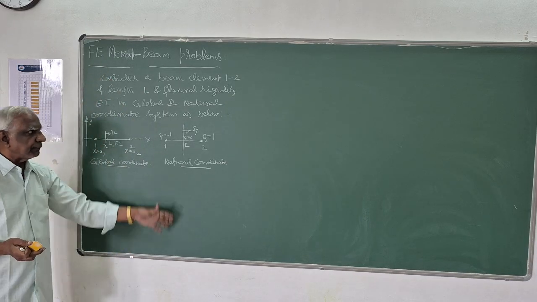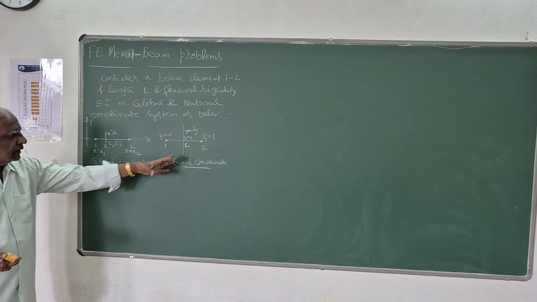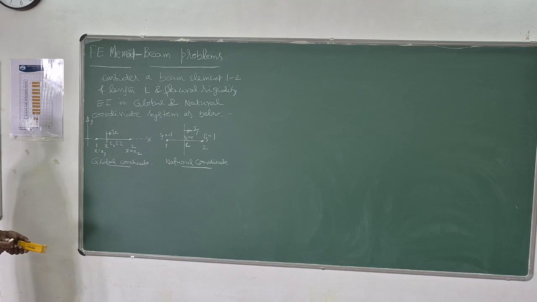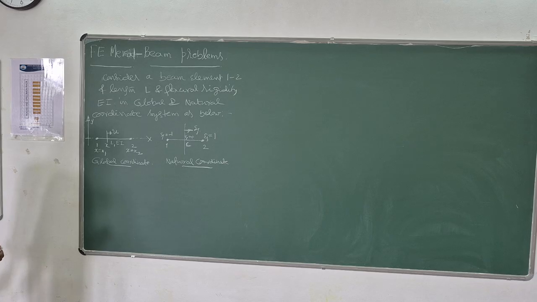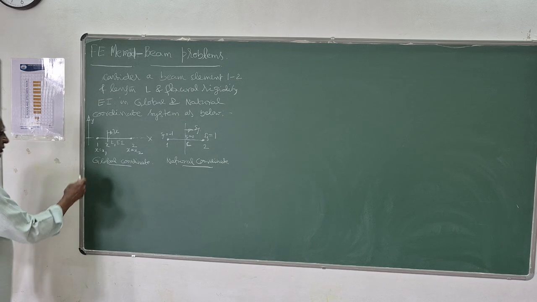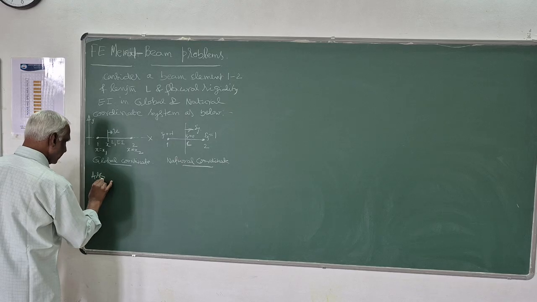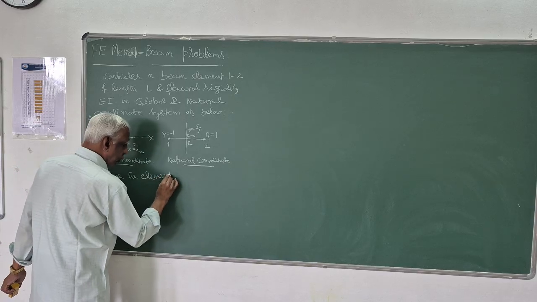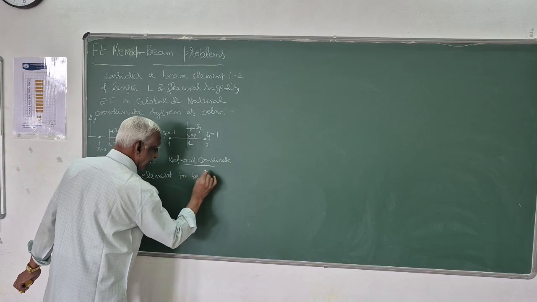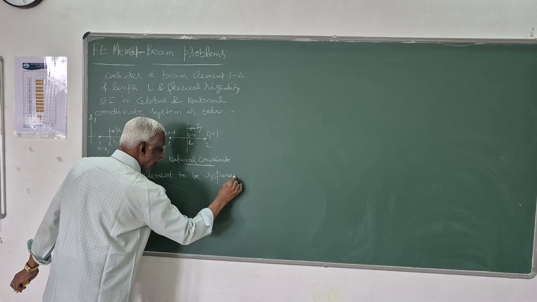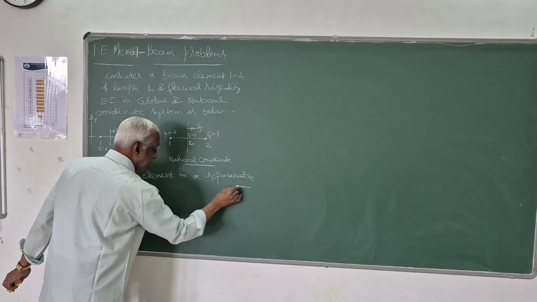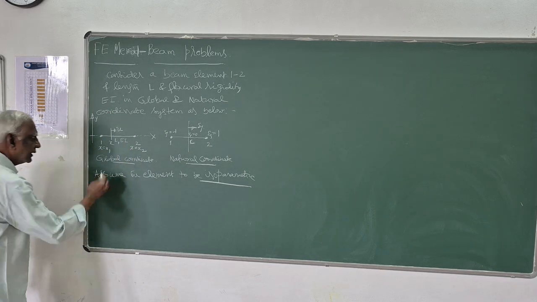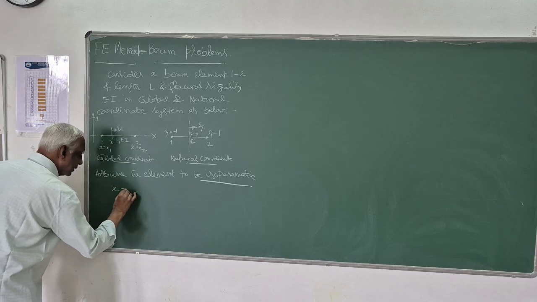Usually we determine the element property, that is the stiffness matrix, only in the natural coordinate system because it is easy for deriving the stiffness matrix. So with this given data, first assume the element to be of isoparametric type.